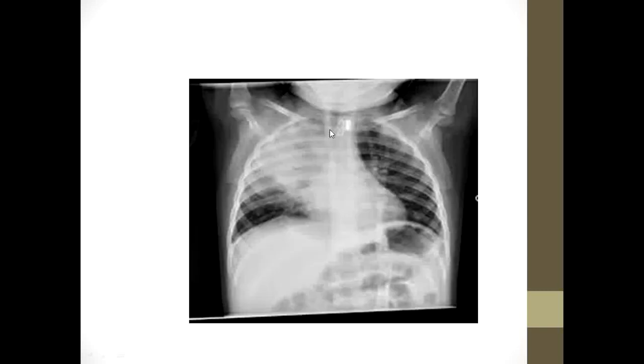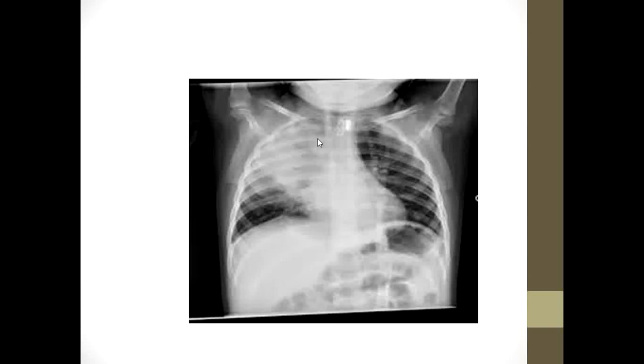So this is the classical presentation of lobar pneumonia. This is the chest X-ray of a child, and this is the cardiac shadow, and these are the lung fields. If you see this side, the left side is relatively okay, and on the right side there is a white opacity on the upper zone of the chest X-ray, involving the whole upper lobe of the right lung.